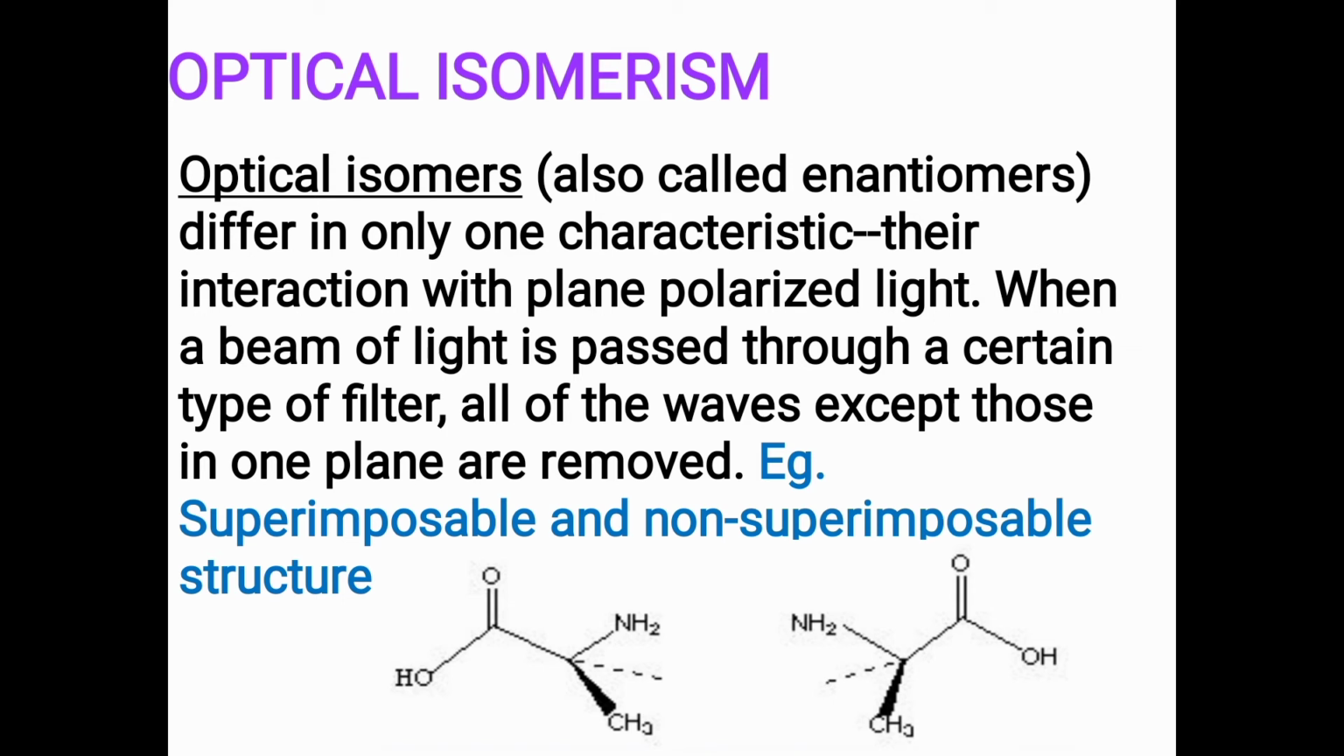If plane polarized light passes through the optical isomer, the light will change direction, either clockwise or anti-clockwise. The arrangement of the group is being changed. The orientation is being changed, not the group itself.